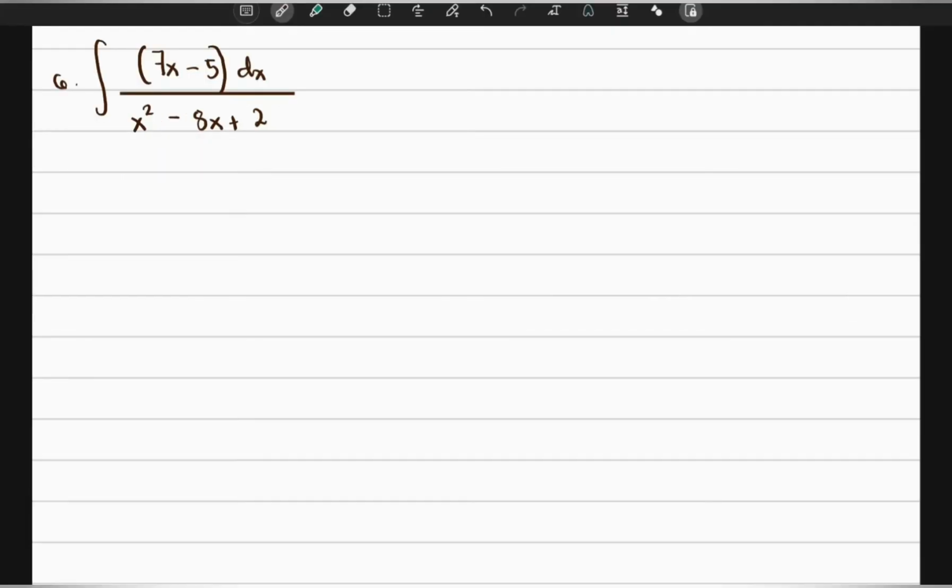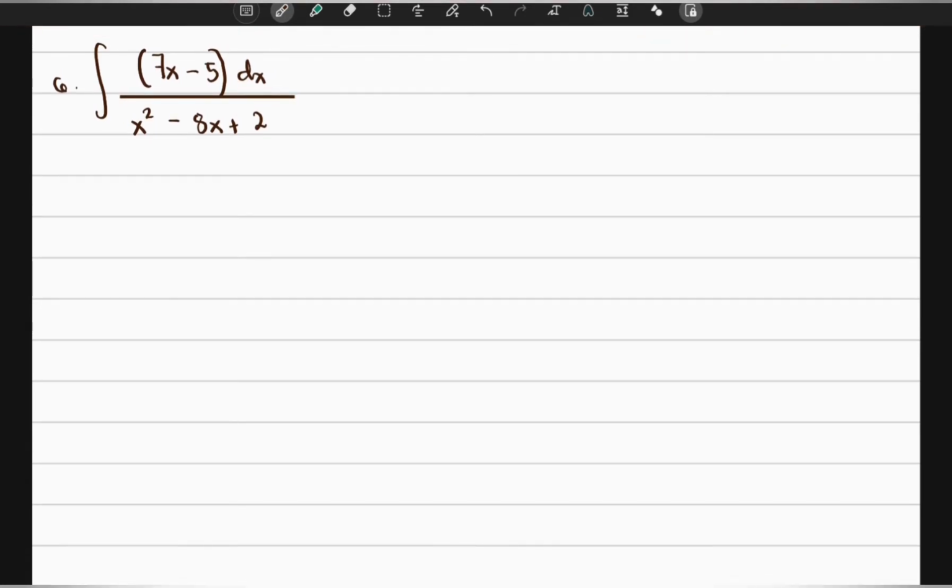Okay, for number 6, we have here a fraction. We have 7x minus 5, quantity 7x minus 5 dx all over x squared minus 8x plus 2. Okay, siguro una nyo iisipan ay du over u yan. Hindi guys, so pwede because ang derivative ng denominator ay 2x minus 8. Ang nasa numerator mo ay 7x minus 5.